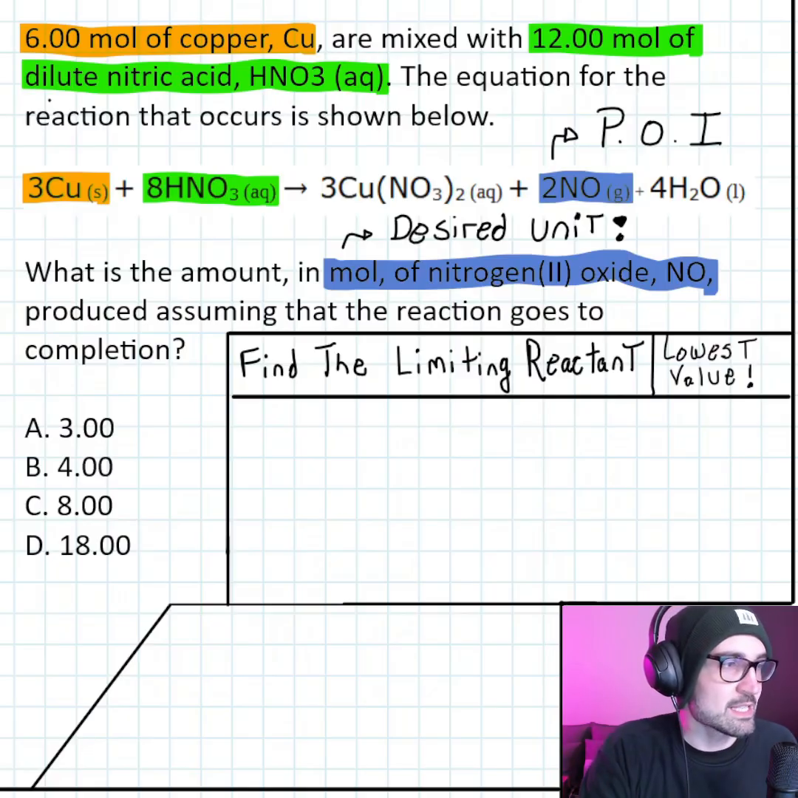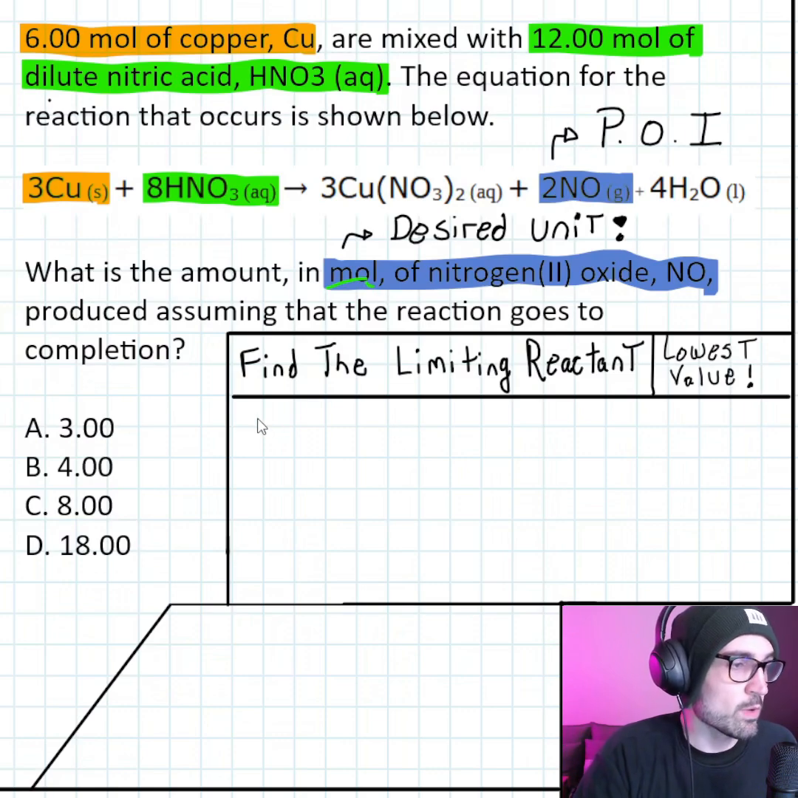The question says 6 moles of copper, Cu, are mixed with 12 moles of dilute nitric acid. So we got our two reactants here. I color coded them. The equation for the reaction that occurs is shown below. And then you got the equation here. It's already balanced. What is the amount in moles of nitrogen 2 oxide, NO, produced assuming that the reaction goes to completion? First things first, it is giving us 2 reactants and it wants to know the amount in moles of our desired product that I highlighted POI, product of interest, over here.